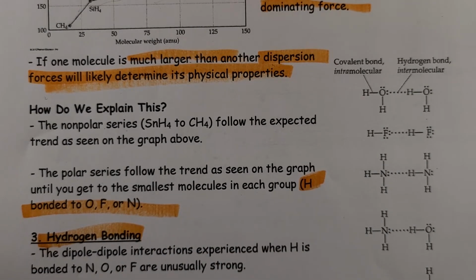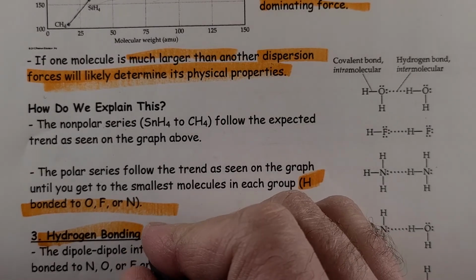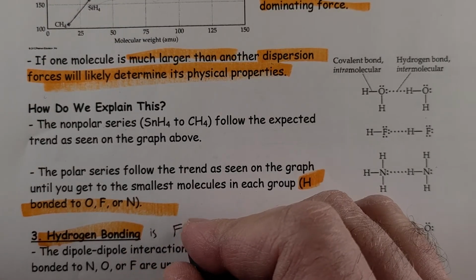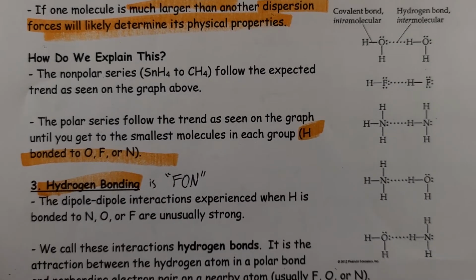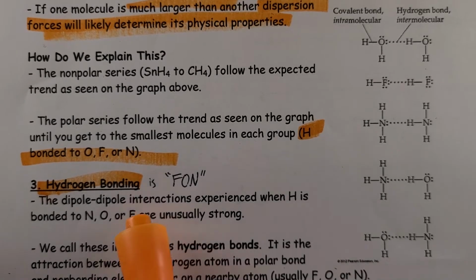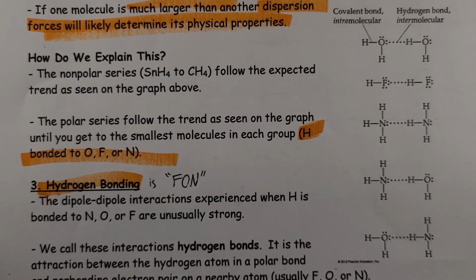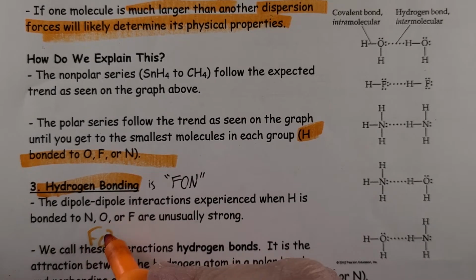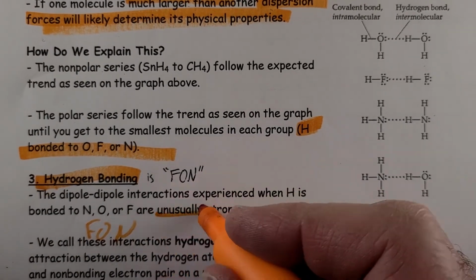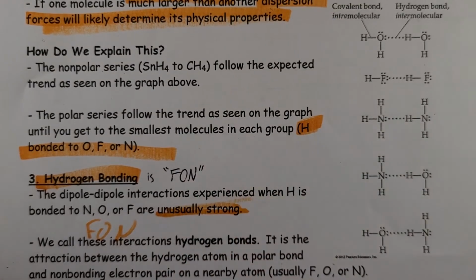And I like to call this hydrogen bonding, FON. Because when H is bonded to an F, O, or N, you get a really strong attraction force there. So the dipole-dipole interactions experienced when H is bonded to an N, O, or F, or I like to reorder it FON, are unusually strong. And of course, you may have a prediction made already.